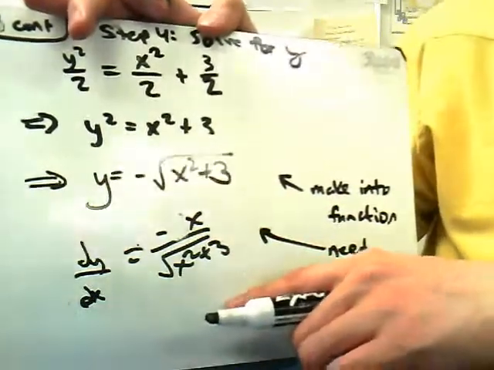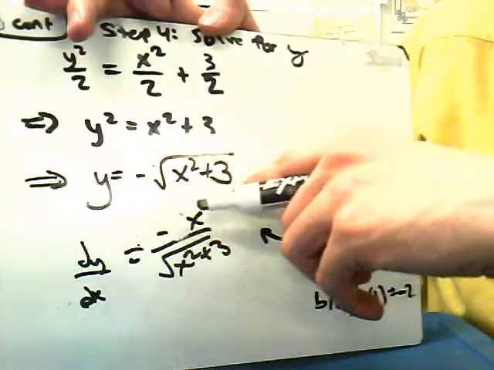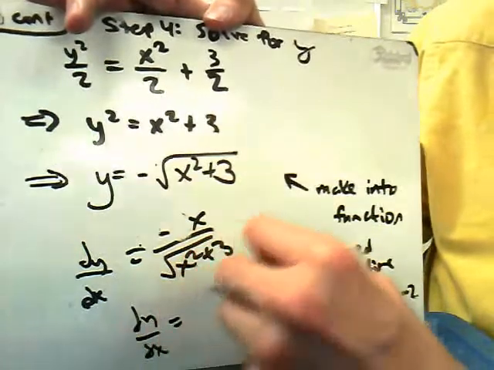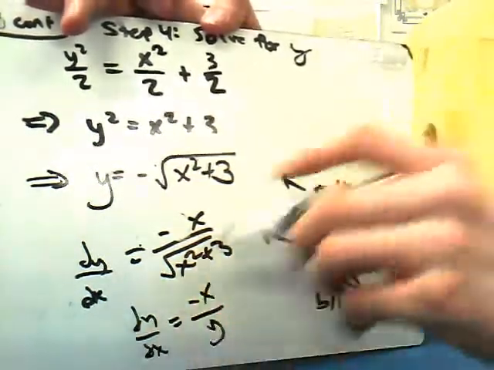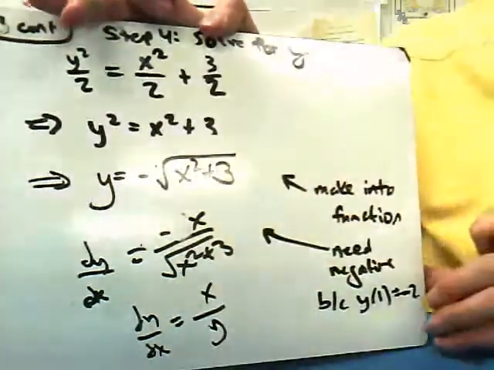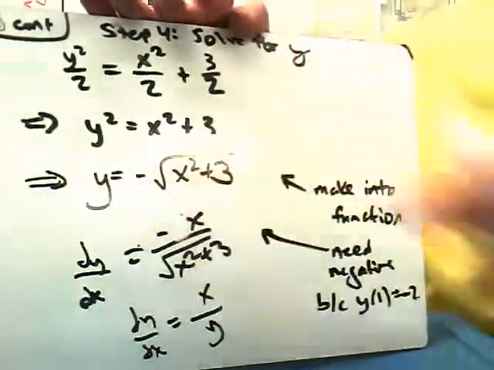Now, one thing to notice is that we said y was equal to negative square root of x squared plus 3. So now we can rewrite this as we did in class the other day as dy dx equals -x over y. Positive x over y. It's positive x because y was negative to begin with.